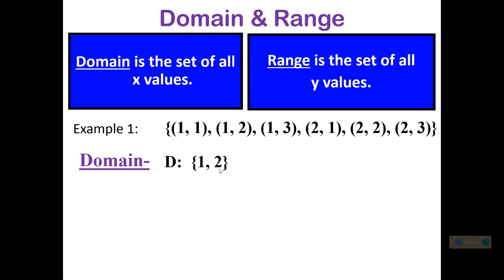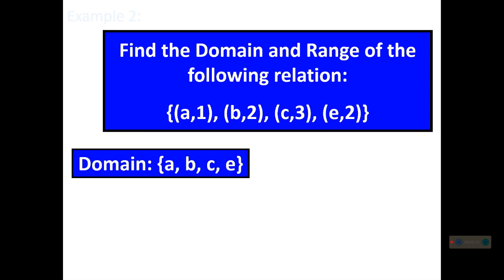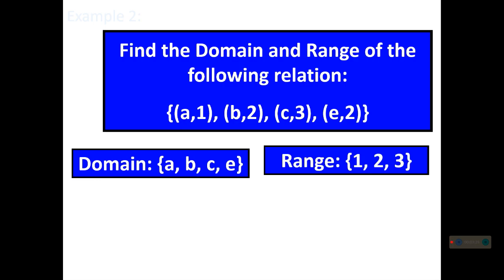Let's now proceed with range. What should be our range in the given set of ordered pairs? Correct. We have 1, 2, 3. Is there any question? Did you get it? I hope you got it. How about this one? Find the domain and range of the following relation. Correct. Our domain will be A, B, C, E. Next, how about the range? Correct. That should be 1, 2, 3.